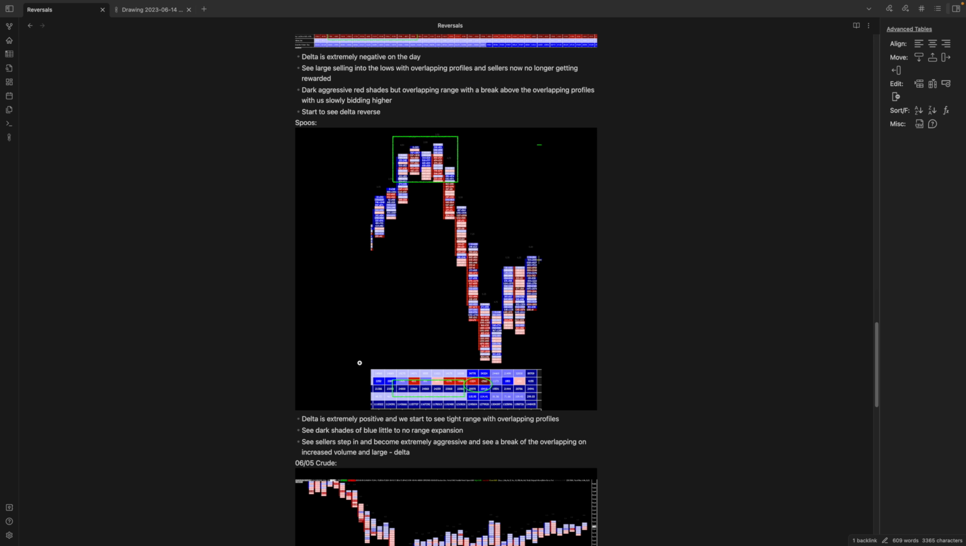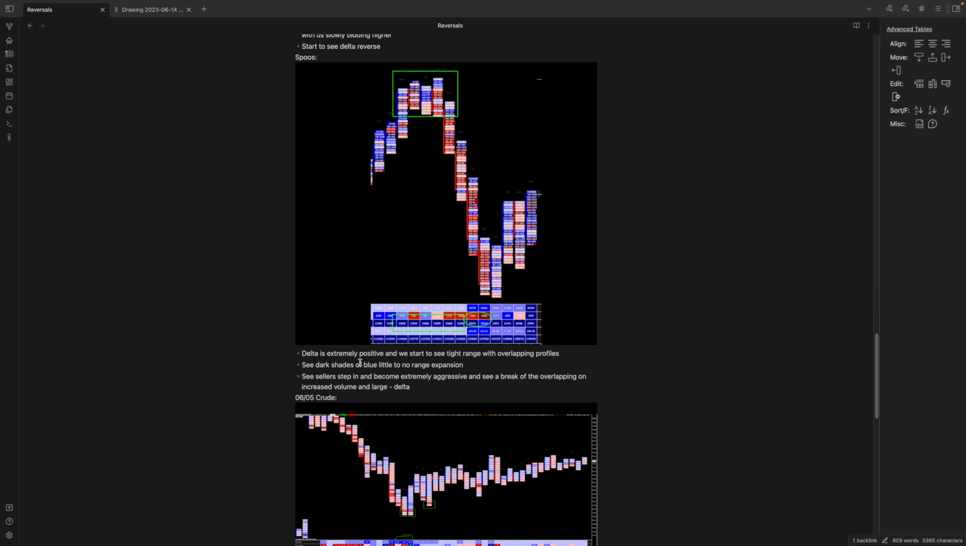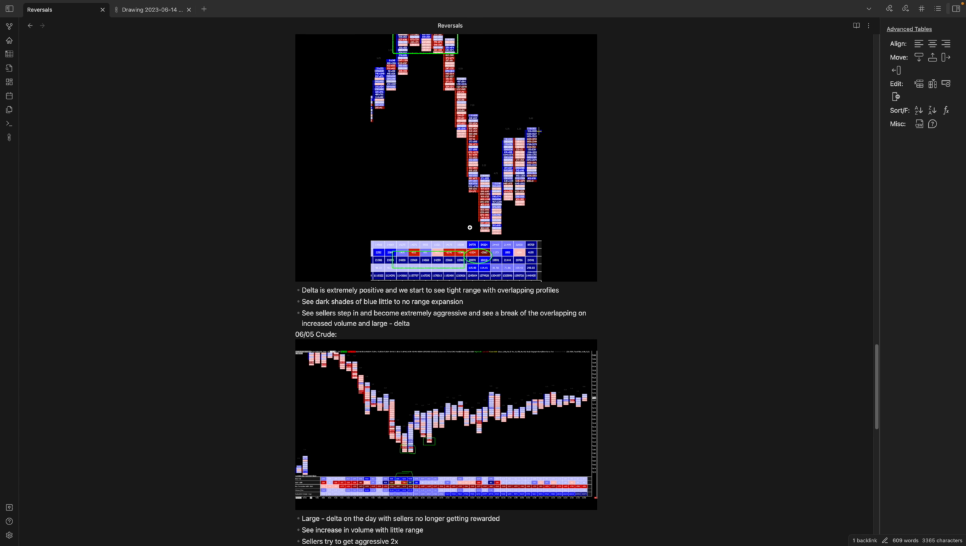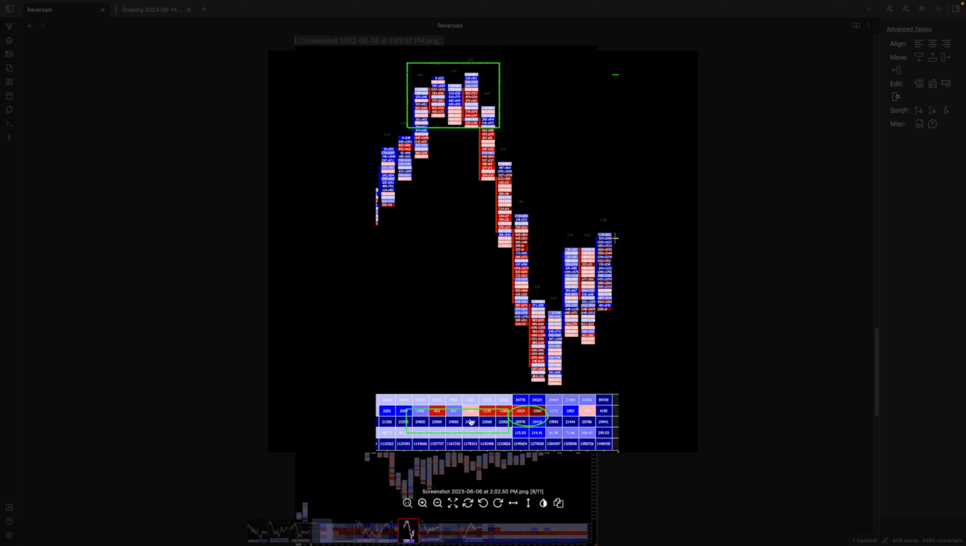Delta is extremely positive in this example, and we start to see tight range with overlapping profiles, see dark shades of blue but little to no range expansion, see sellers step in and become extremely aggressive. We eventually see a break of the overlapping on increased volume and large negative delta. So delta is extremely positive, all these dark shades of blue, but looking at the range is becoming tight and there's little to no range expansion. We see how sellers are selling aggressively into lows, but buyers are failing to even hold, bid, and absorb. We eventually see them break it on increased volume and then large negative delta on the way down.